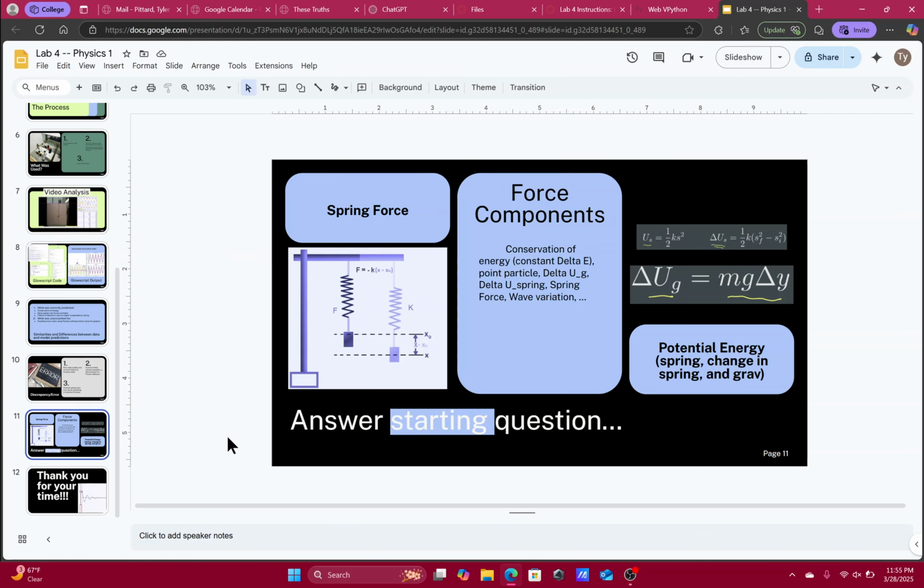Now for the force components, as you can see, the major ones to keep in mind were the conservation of energy, which is constant delta E, and the point particle system, delta U G, delta U spring, spring force, wave variation, and there's more and more, but the main ones to keep in mind are your spring force and your potential energy changes, which are the change in spring and gravitational forces.